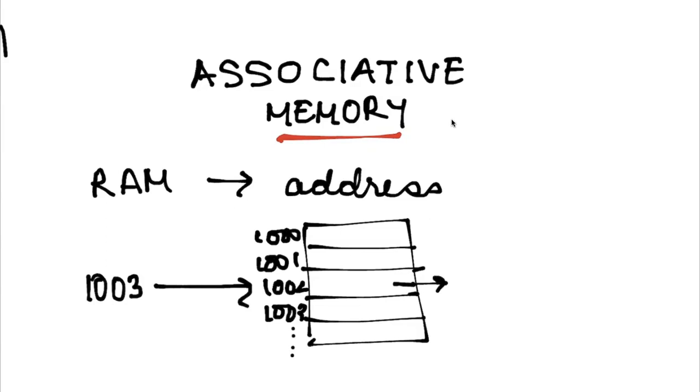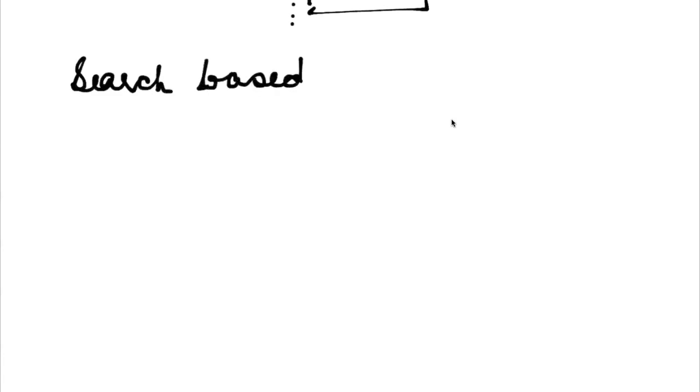However, sometimes it may be more efficient, in order to improve our search, that we search not by the address, but based on the content. So when we search based on content instead of address, then the kind of memory that we use is called associative memory.